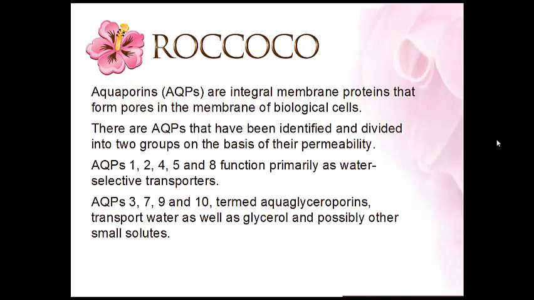So aquaporins are actually integral membrane proteins that form pores in the membrane of biological cells. What this basically means is the pore is like a shuttle for moisture. So where there is an aquaporin, it will allow moisture into the skin. The aquaporins have been identified and divided into 2 groups on the basis of their permeability. So we've got aquaporins 1, 2, 4, 5 and 8, and they're water selective ones, and we've got aquaporins 3, 7, 9 and 10 called aquaglyceroporins, which transport water as well as glycerol and some other solutes.